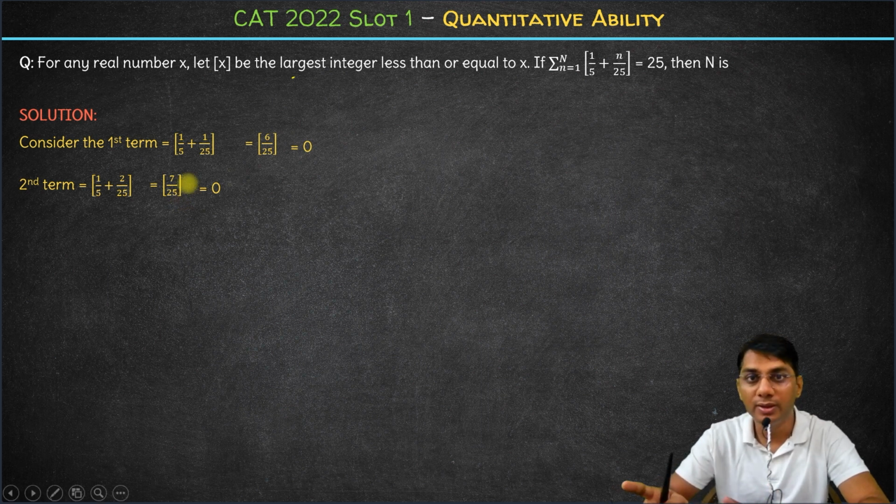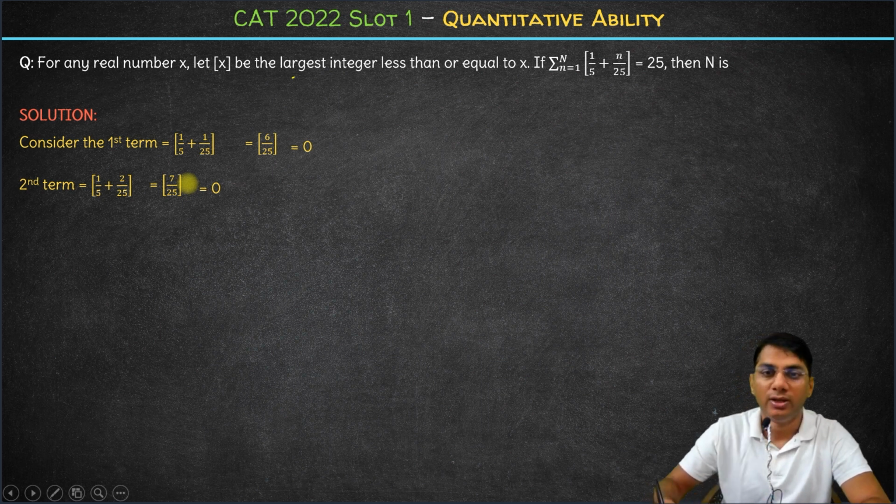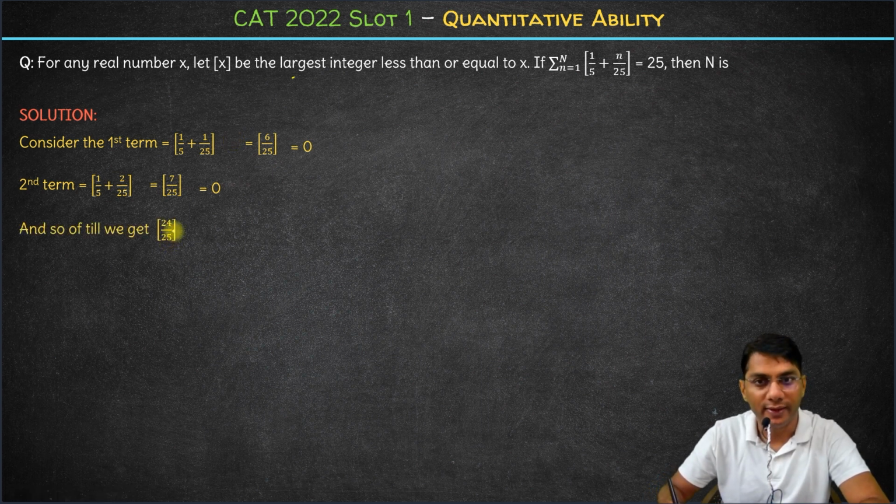The first term which will have a different value is going to be 25 by 25. Now 25 by 25 is 1. So the square bracket of 1, which is the greatest integer less than or equal to 1, is 1. Equality is also okay, right? The greatest integer less than or equal to 1 is 1 itself. So all the terms from 6 by 25 till 24 by 25 will be 0.